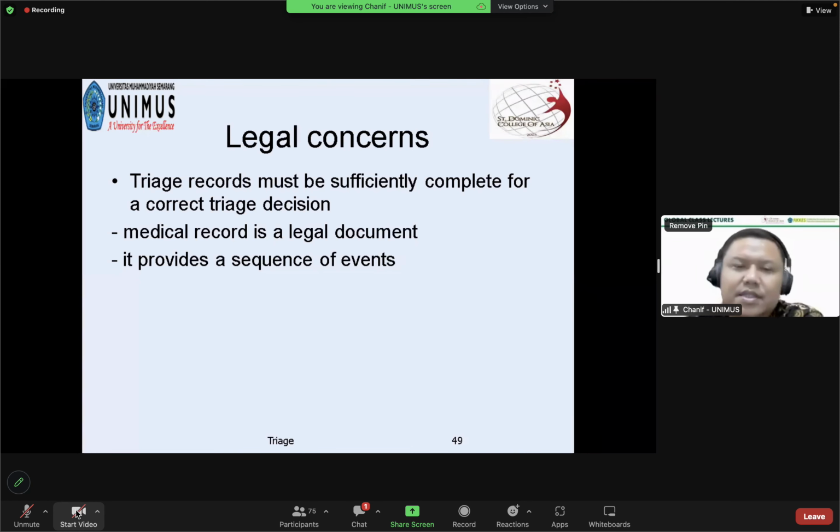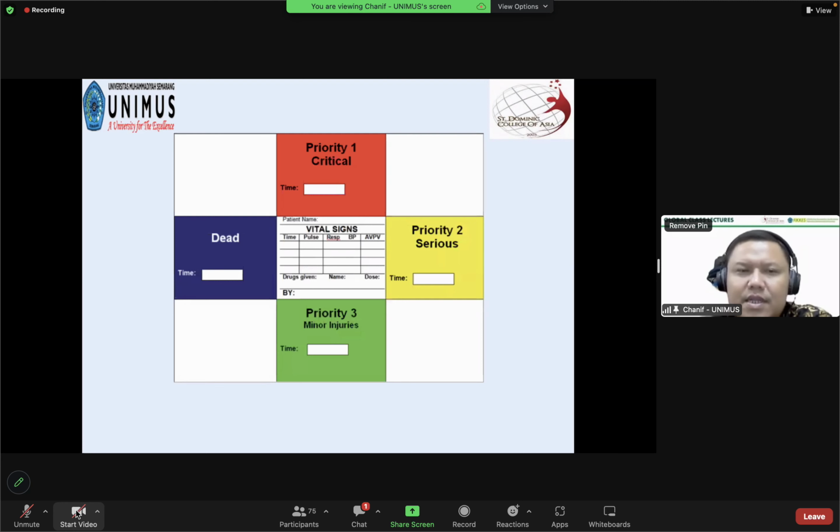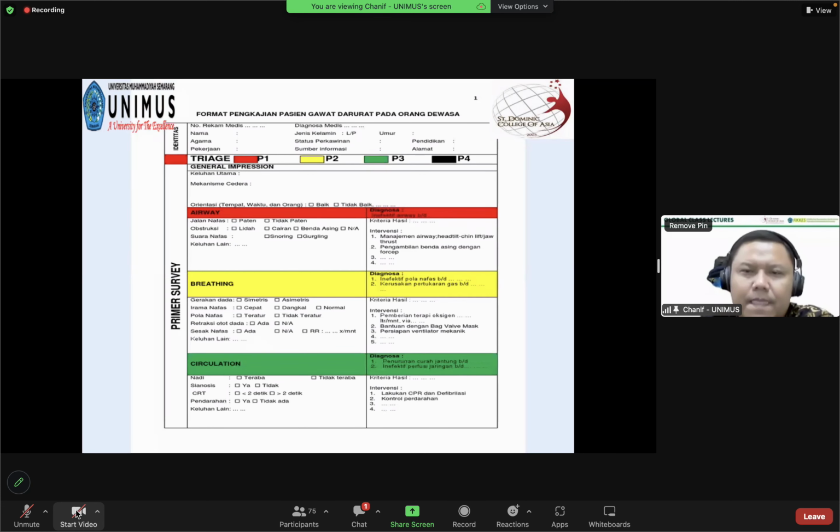The medical record is a legal document. It provides a sequence of events. Here is one sample of a triage document, based on the colors red, yellow, green, and black, like this in Indonesia. It is for adult patients. The primary survey uses airway, breathing, and circulation. This is one example from an Indonesian hospital.